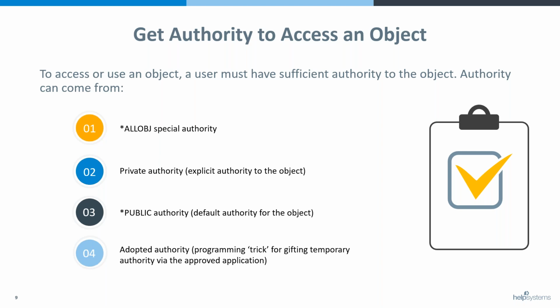In order to utilize an object within IBM i, a user has to be given sufficient authority to that object. And the authority can be gleaned from four main areas. All object special authority is an administrative permission that is granted on a user's profile. If the user belongs to a group profile or multiple group profiles, all object, along with the other 7 special authorities, will be inherited from the group.